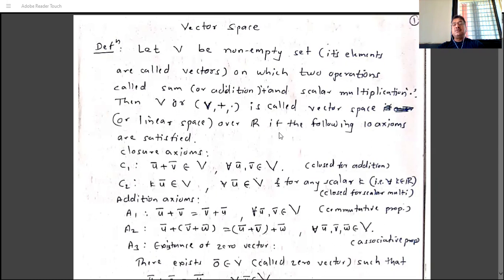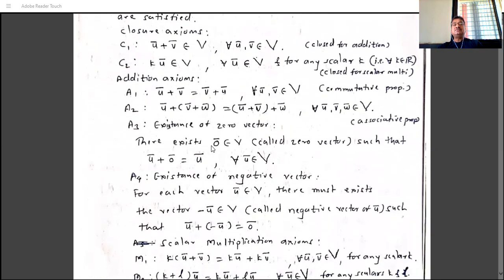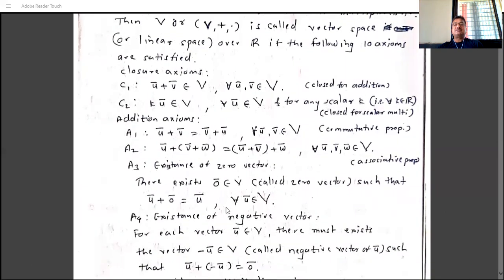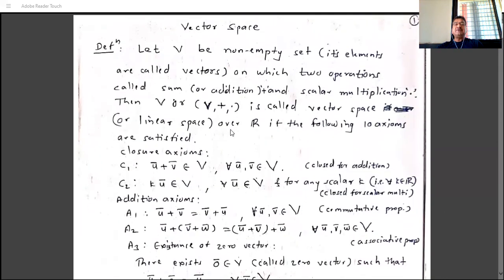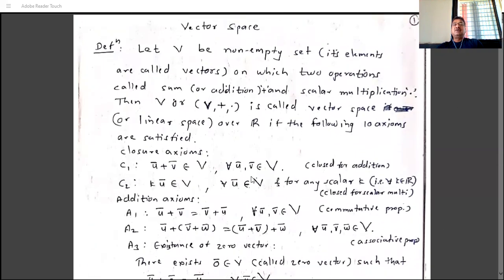So a vector space over R, if the following 10 axioms are satisfied by the elements of V. What is the structure of a vector space? A vector space is a non-empty set with these two operations and with these 10 axioms. When the set with these two operations satisfies these 10 axioms, then that set is called a vector space. So a vector space means one set, a non-empty set, two operations, and 10 axioms. Aggregately, this structure is called a vector space.